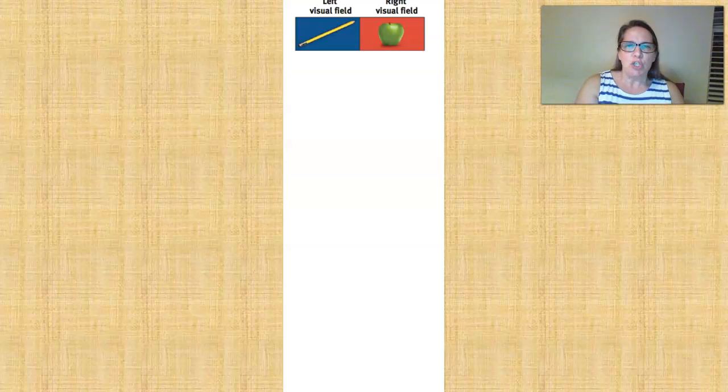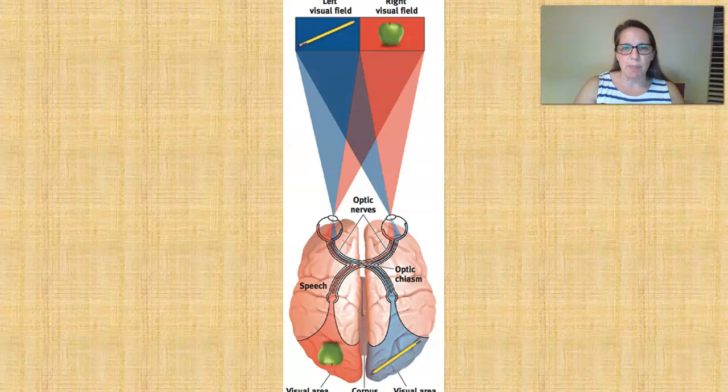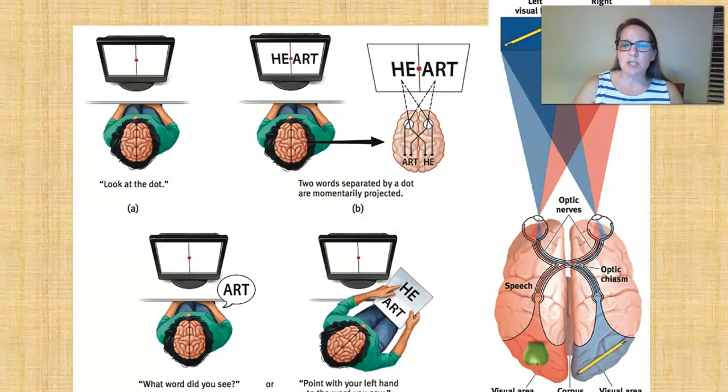So what we know is that when we see something, I'm going to put the entire picture up here. When we see something in our left visual field, okay, so this is a pencil, it goes into our eyes and it's processed into our right hemisphere, okay? So here it is, it's processed into our right hemisphere. And then again, when we see something in our right visual field, like an apple, it's processed over here into our left hemisphere. So because things are processed into the opposite hemisphere of our brain, these patients with the split brain procedure can do things a little bit differently than people with complete brains.